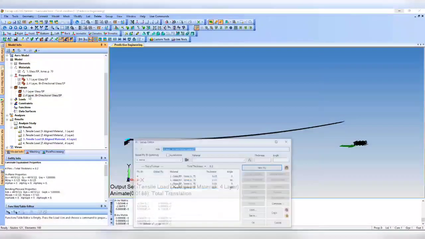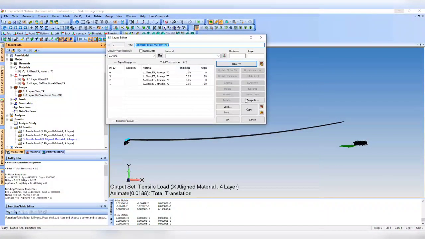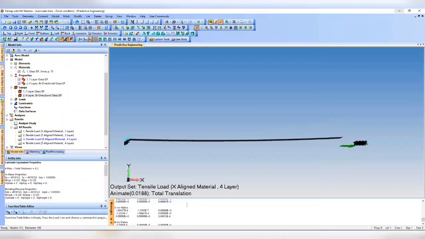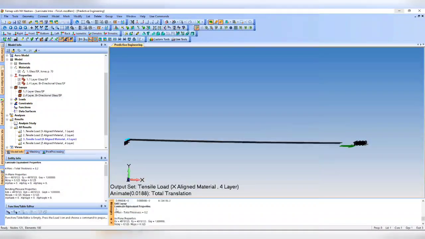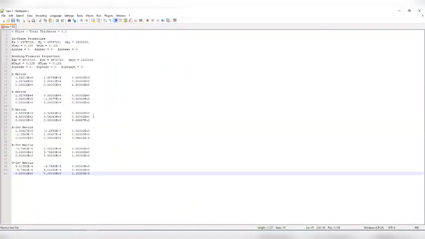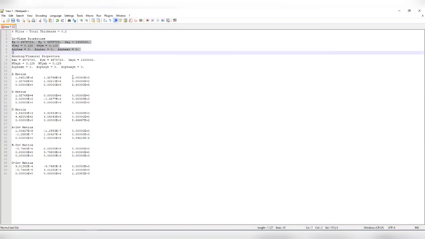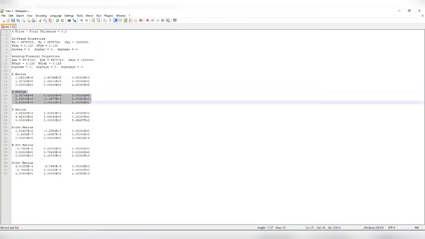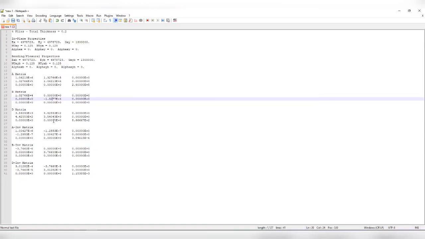Now let's check our 4 layer laminate. There's 4 layers. Let's compute the ABD matrix. So in this instance, we have 4 laminas representing the laminate. So 4 plies, total thickness is 0.2. And so these are your laminate modulus. And the thing I want to highlight is this. Your B matrix is no longer 0 for B11 and B22. Why is that?